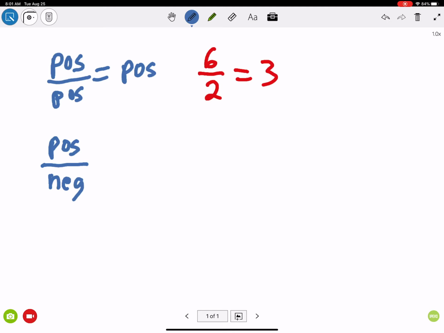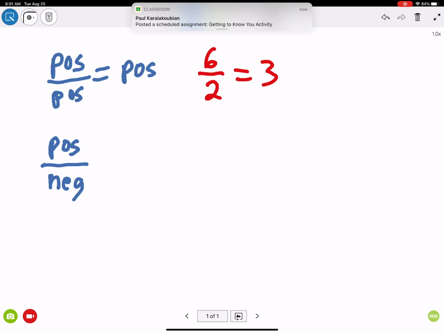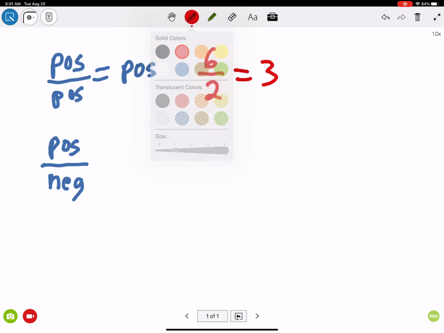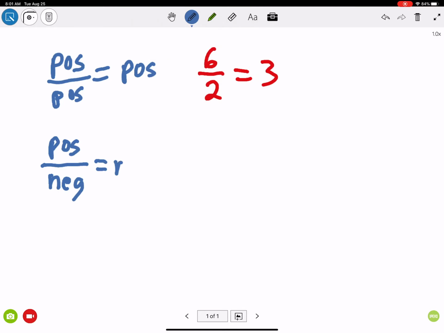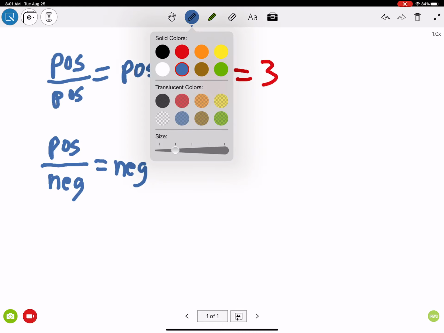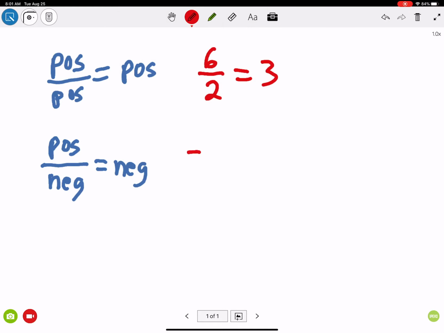If I have a positive over a negative, or a negative over a positive, it doesn't matter what order it's going in. This gives me a negative. An example of this is, let's say, 8 divided by negative 4. Oh, sorry, we did positive over negative. That's okay. That's why we have erasers. So 8 divided by negative 4. 8 divided by 4 is 2. Positive divided by negative is a negative.